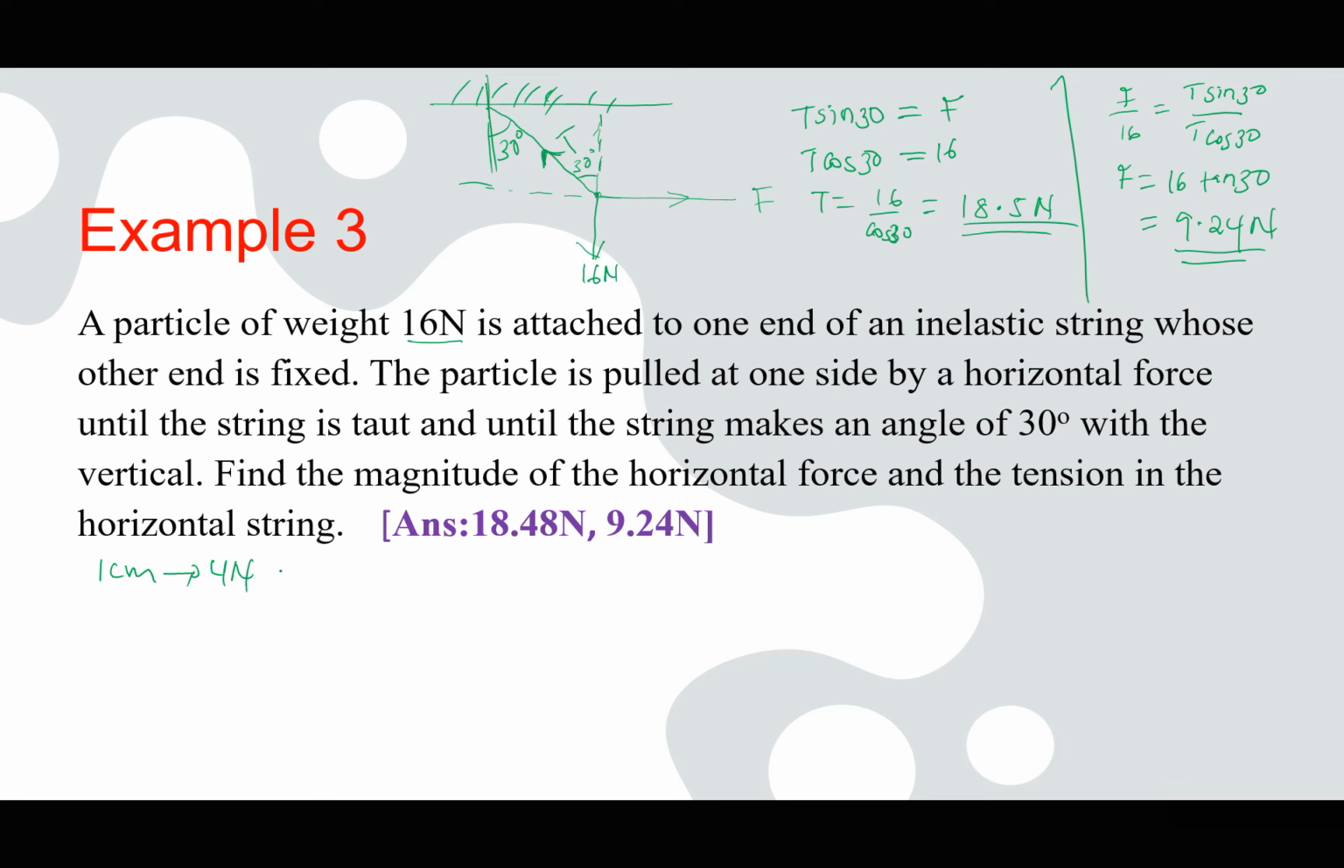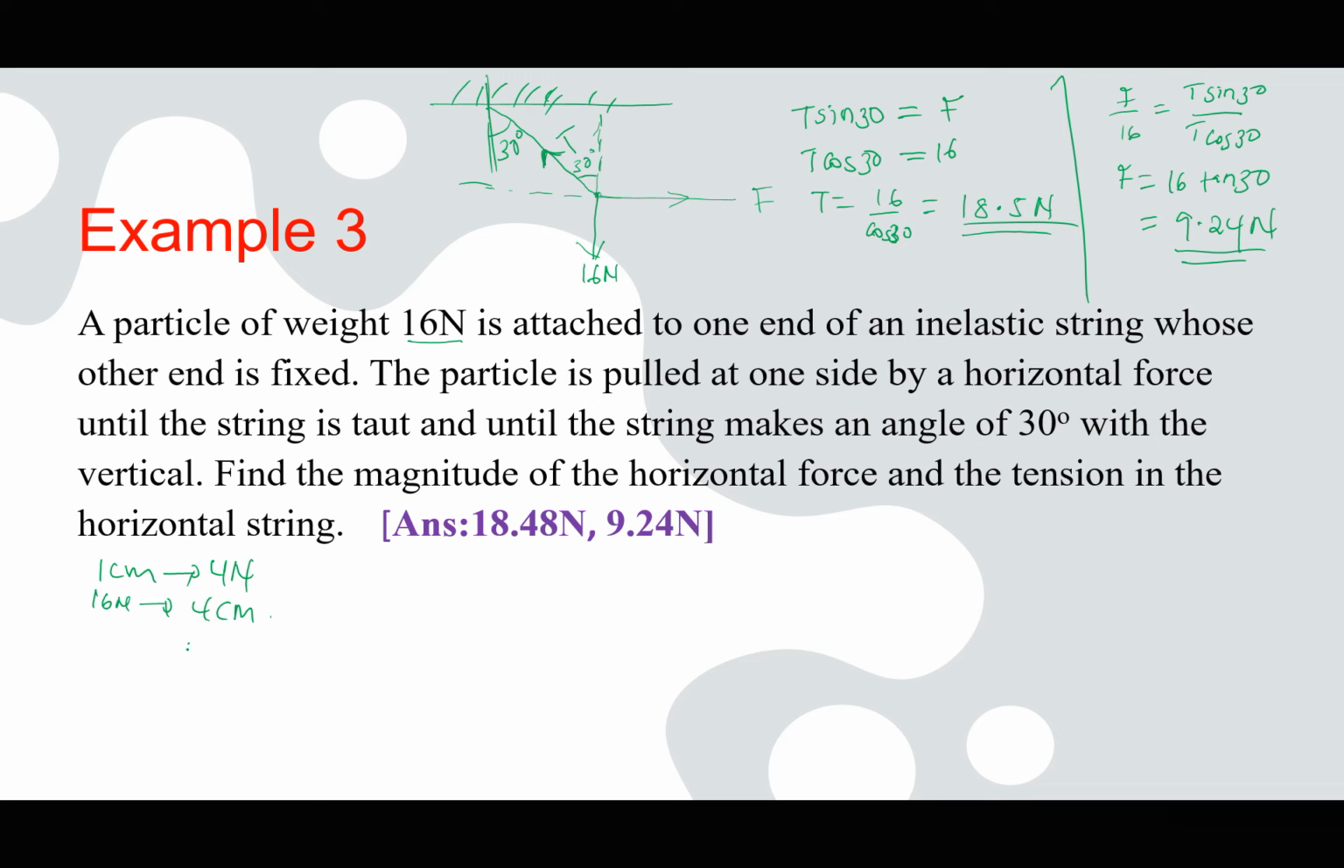Let 1 centimeter represent 4 newtons. So for 16 newtons, I'm going to measure 4 centimeters in the vertical. So I'll draw a vertical line, but of course, before I do that, I must draw a vector triangle. Where should I draw the vector triangle? Okay, I can draw it here.